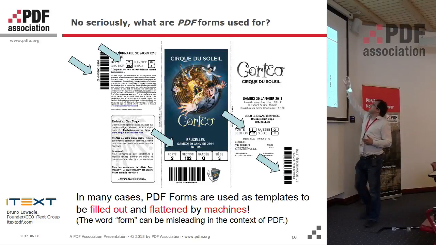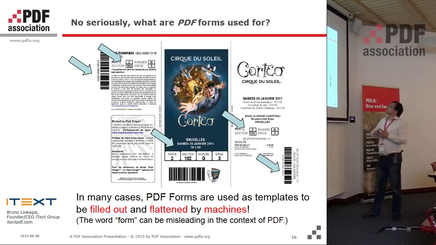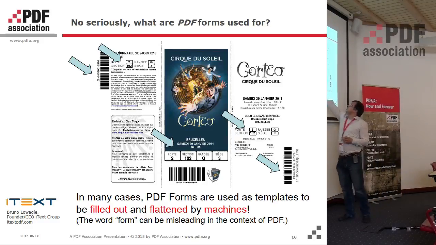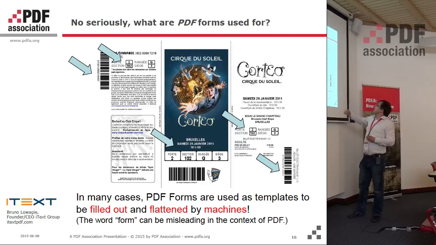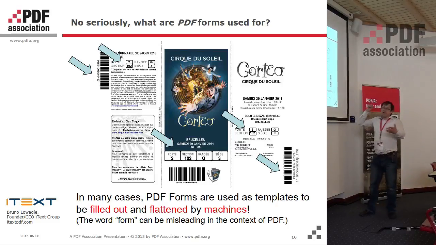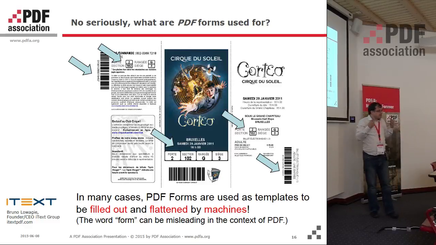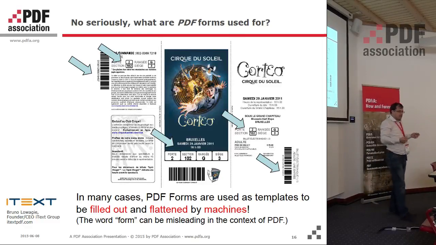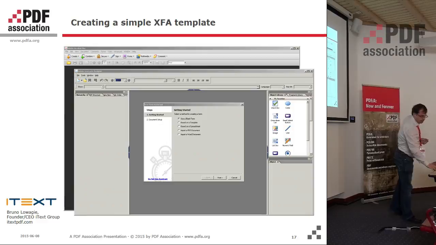Here you see, for instance, something that was like a ticket to go to Cirque du Soleil. It was created manually in Adobe Illustrator, but then your seat, so porte, section, rangée, siège, seat is siège, and a barcode, that's added to this form, and then the form is flattened. That's a use case for AcroForms. That's not the use case for XFA.